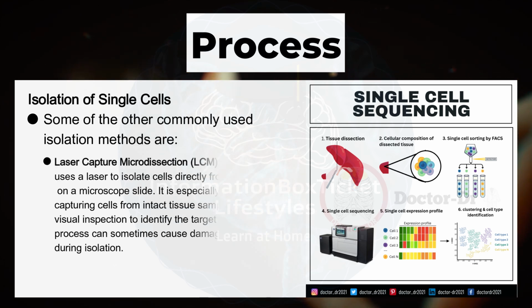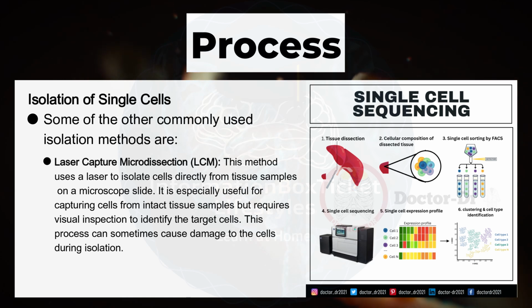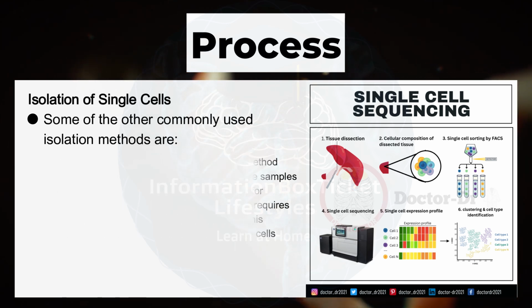populations. Laser capture microdissection, LCM. This method uses a laser to isolate cells directly from tissue samples on a microscope slide. It is especially useful for capturing cells from intact tissue samples, but requires visual inspection to identify the target cells. This process can sometimes cause damage to the cells during isolation.